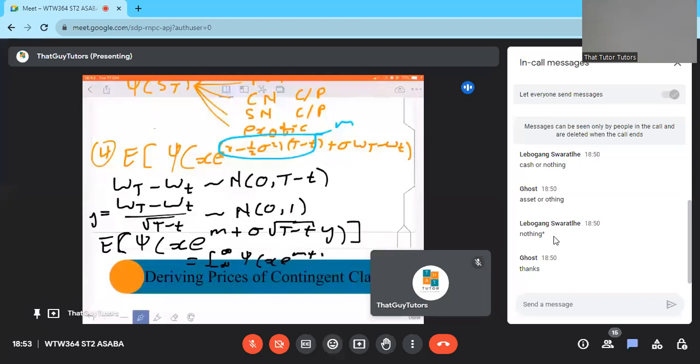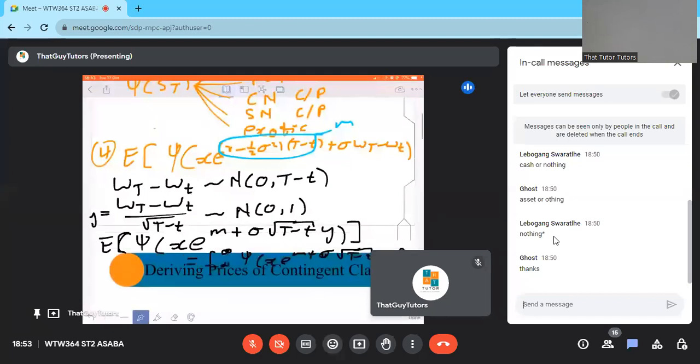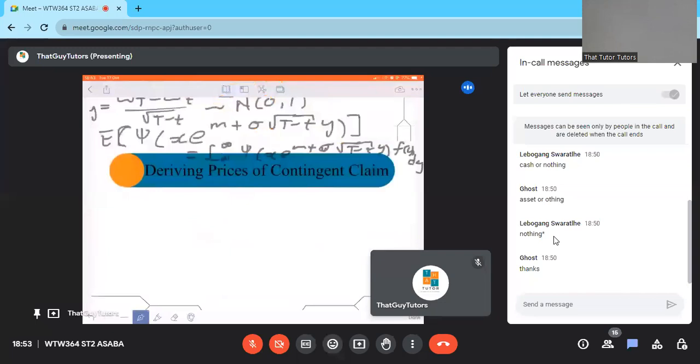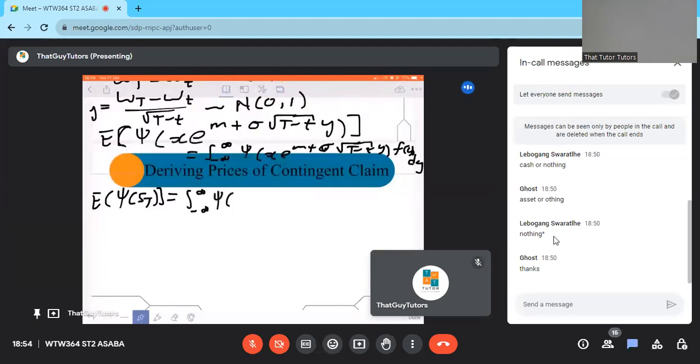Maybe I need to write it down nicely. You would have the expectation of psi of s of t. This is going to be the integral of psi of x e to the m plus sigma square root of t minus t times y, f of y dy. So this is what we need to solve, right?